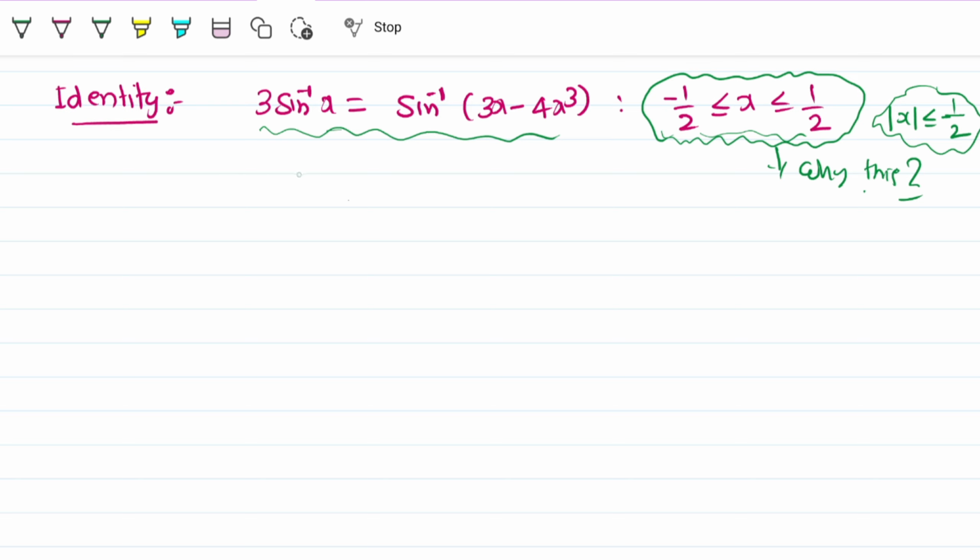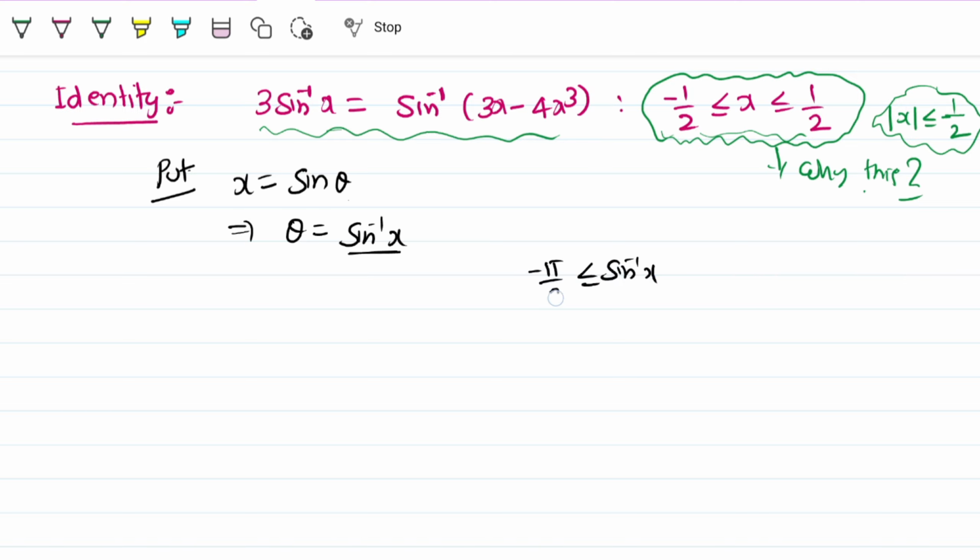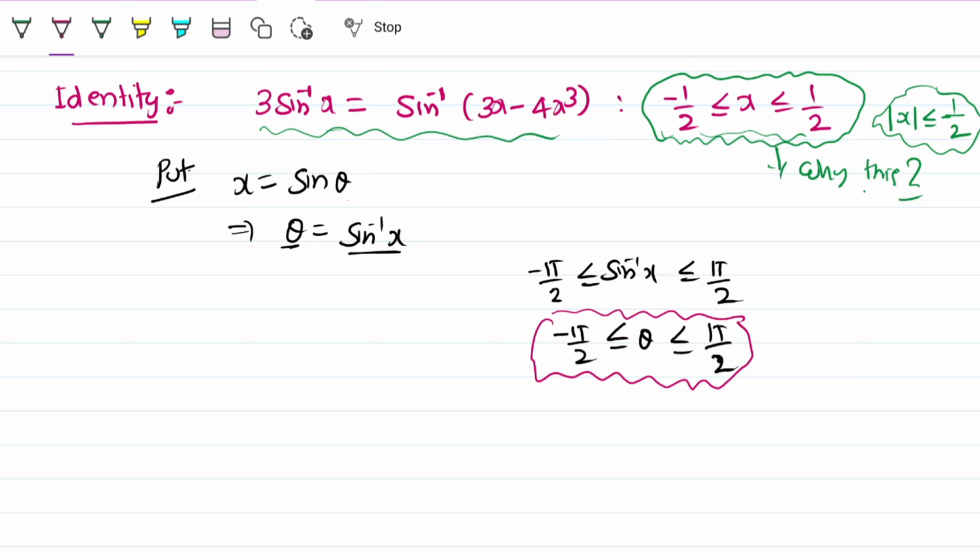If you put x equals sin theta, then can you tell me from here what is the theta value? Theta value is sin inverse x, correct? Now what is the principal range of sin inverse x? The principal range of sin inverse x is minus pi by 2 to pi by 2 within the closed interval. And sin inverse x means it is theta, so theta is greater than or equal to minus pi by 2 and less than or equal to pi by 2. Okay, so we have one condition over here: theta is between minus pi by 2 and pi by 2.